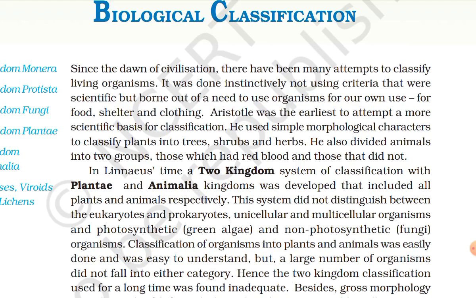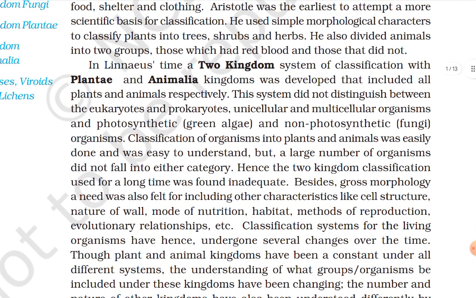In Linnaeus' time, a two-kingdom system of classification with Plantae and Animalia kingdoms was developed that included all plants and animals respectively. This system did not distinguish between the eukaryotes and prokaryotes, unicellular and multicellular organisms, and photosynthetic green algae and non-photosynthetic fungi organisms. Classification of organisms into plant and animal was easily done and was easy to understand, but a large number of organisms did not fall into either category. Hence, the two kingdom classification used for a long time was found inadequate.